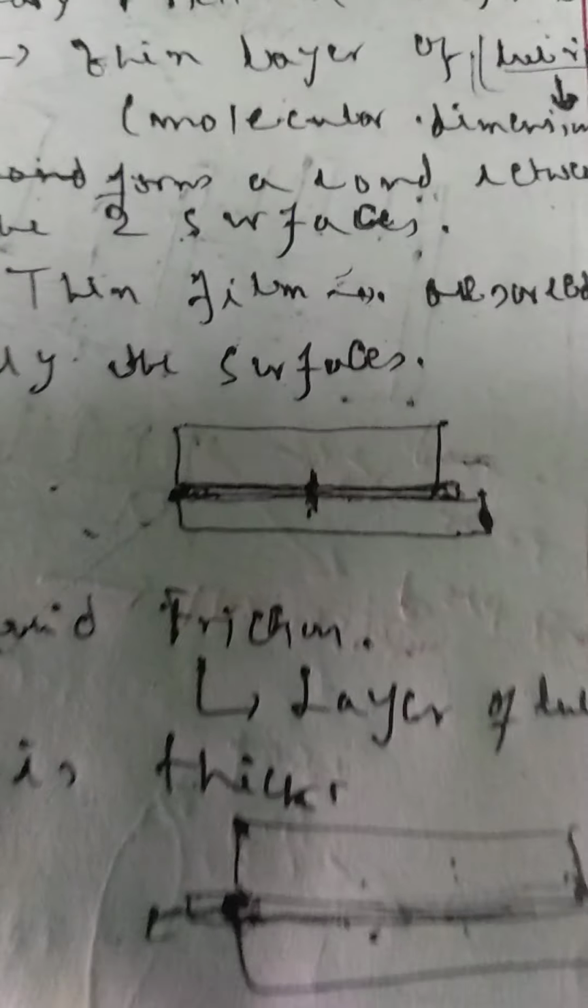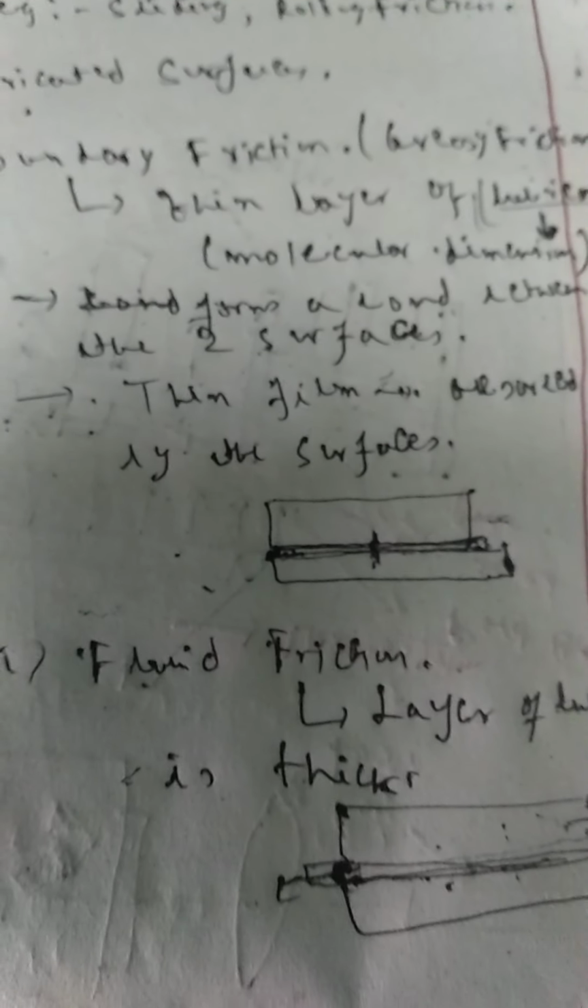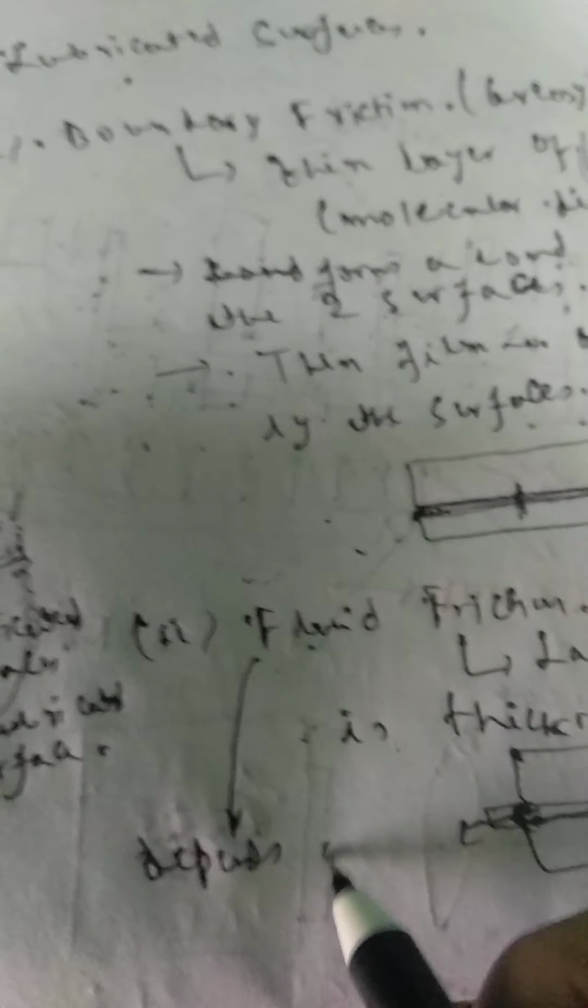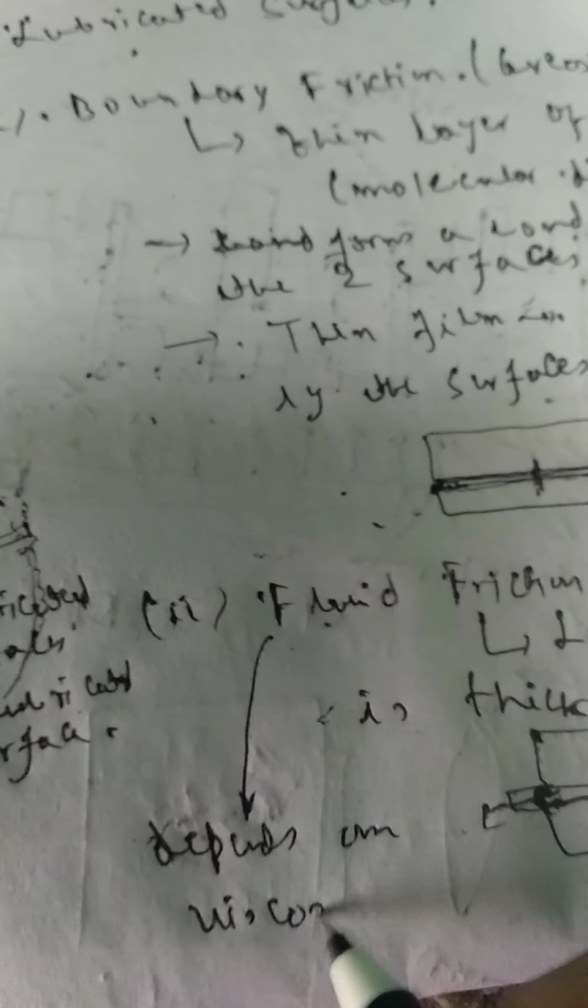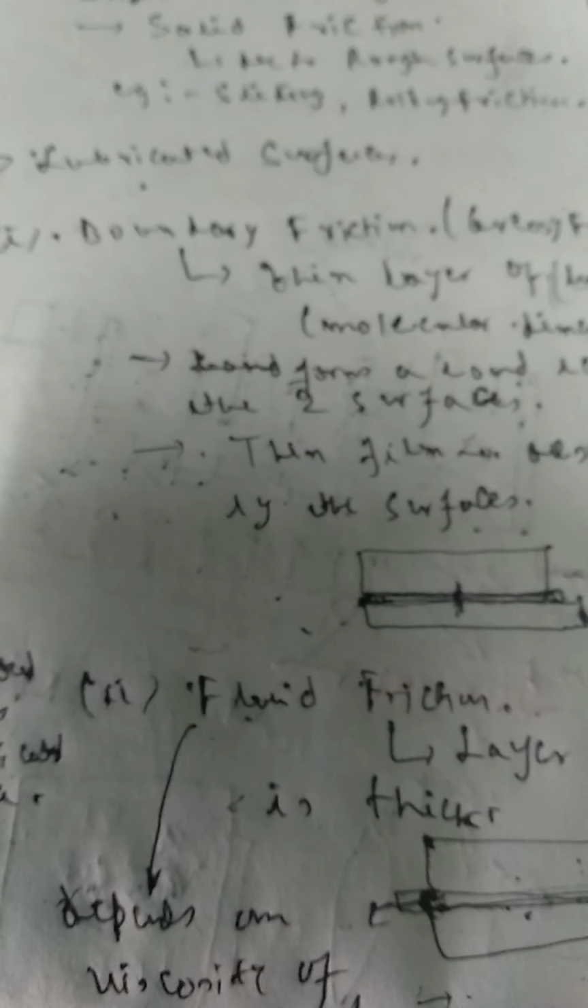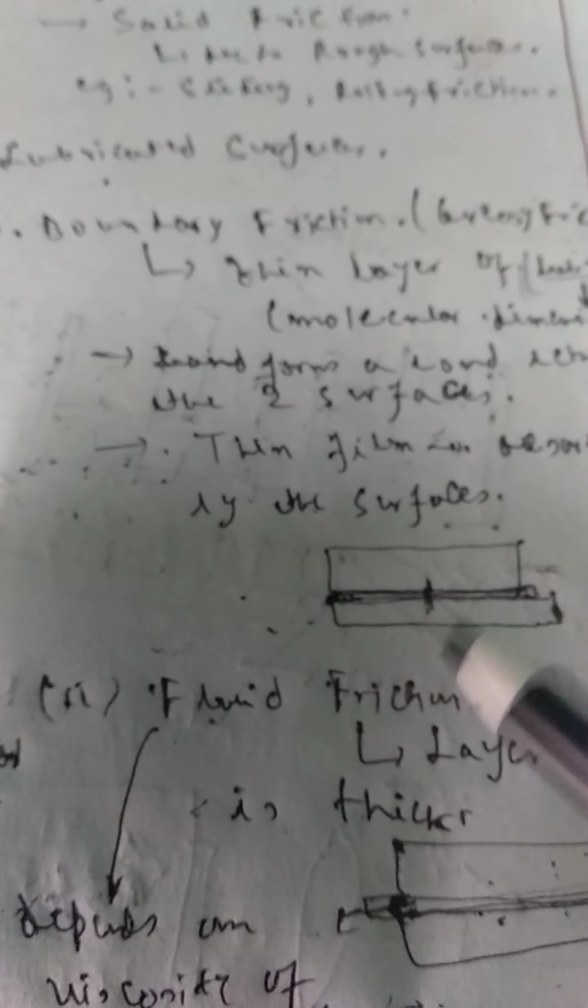This fluid friction does not depend upon the surface which is in contact, but it depends upon the viscosity of the lubricant. This is a very important point. In this type of friction, a fluid with a lower viscosity is more desirable. So this is the classification of friction, the different types of friction.